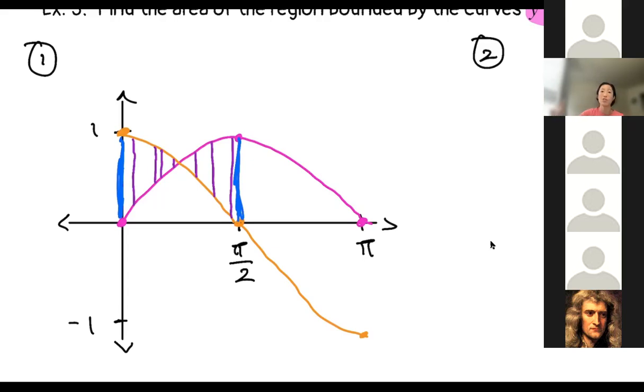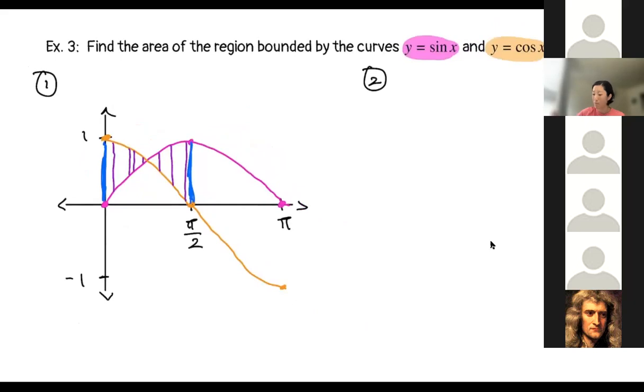One for each case, where here it's going to be orange minus pink, but here it's going to be pink minus orange. Okay. So when we set up our integral in just a second, we'll make sure to do that part.